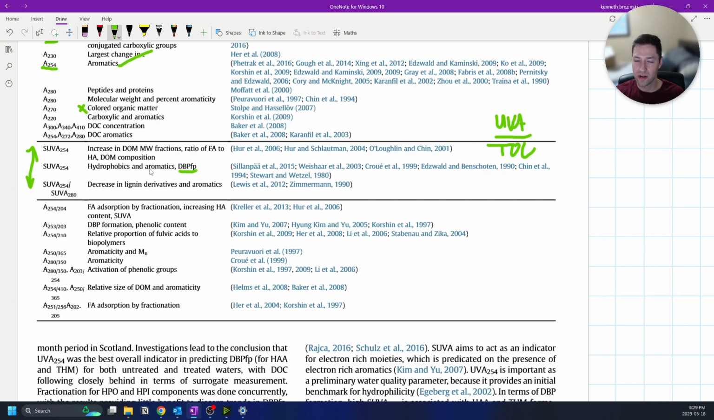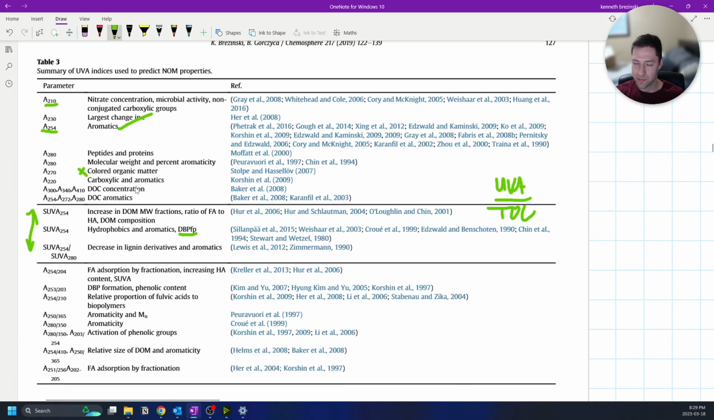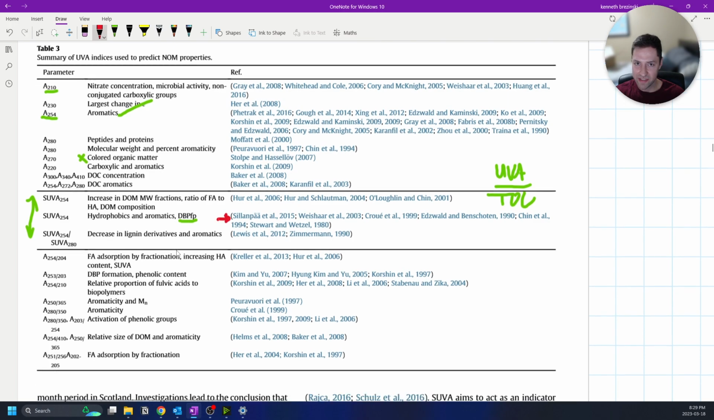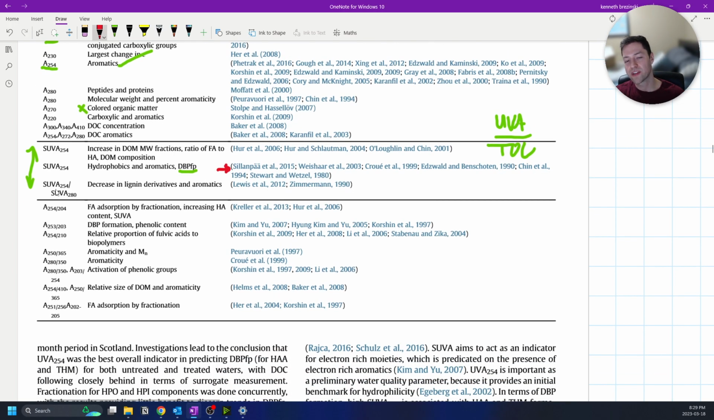So this is probably one of the more important, for our purposes, related to disinfection byproducts measures, which is the aromatics and also SUVA 254. And there's a lot of literature that sort of supports this to be the case. And also you can actually look at specific SUVAs and take the ratios of other SUVA parameters and then correlate it somehow to lignin derivatives and aromatics. So you can sort of go more into that as well.